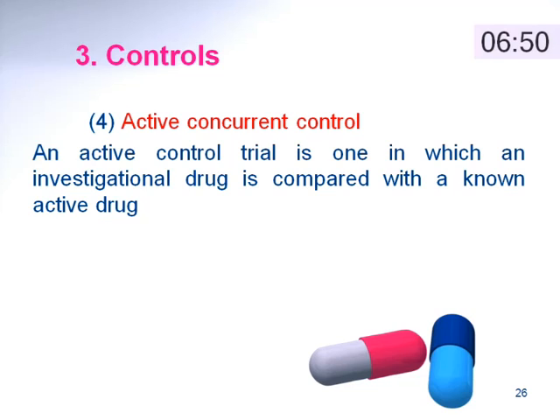Next one is active concurrent control. An active control trial is one in which an investigational drug is compared with an active drug. Active drug means its effect was shown in a historical trial. So if we use active control, we do not have ethical issues.